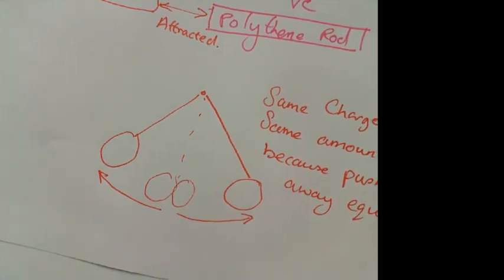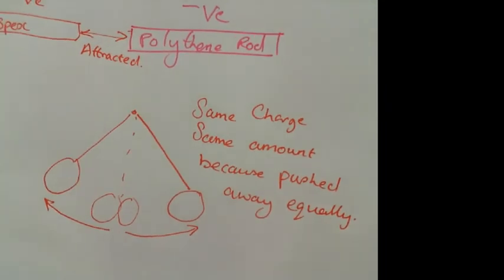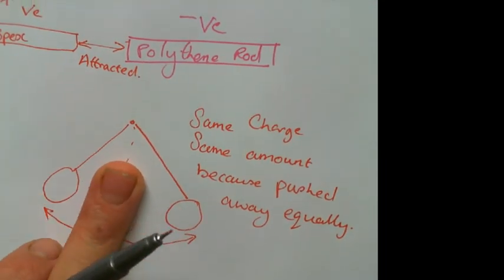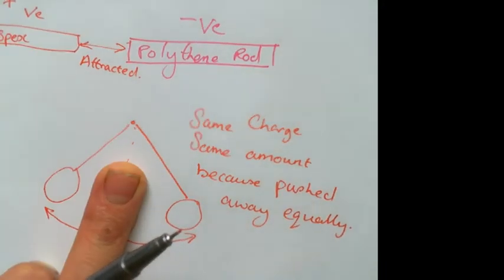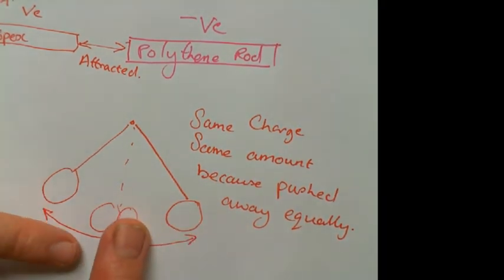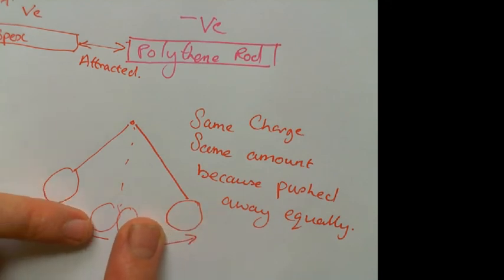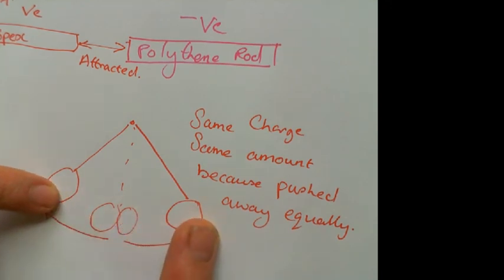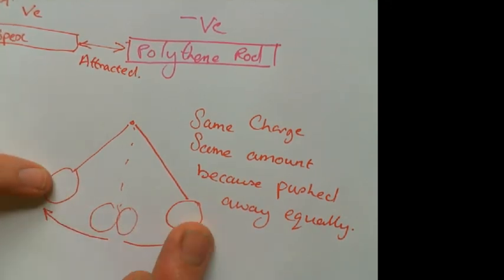And they're the two bits that people tend to forget, okay? So if you have a situation where you're suspending two balls from two bits of string, you can see that these have been pushed away from each other. So they'd like to be down here, but they can't be because they've both got the same charge. Now they could both be positive or they could both be negative, but what you know is that they're the same.